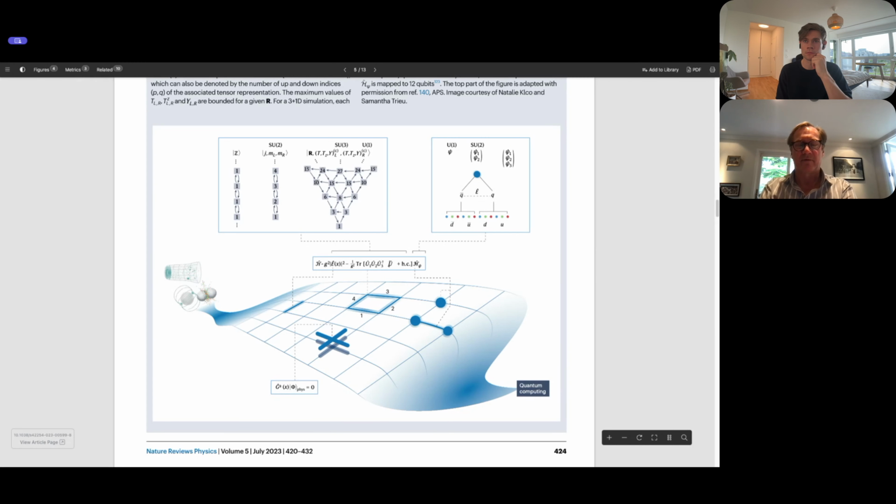And this is really at very early stages now, but it is something that's going to be essential in going forward to make sure the results are correct.